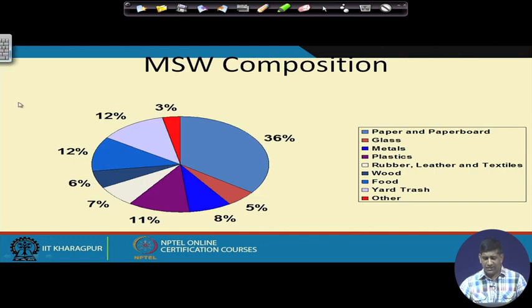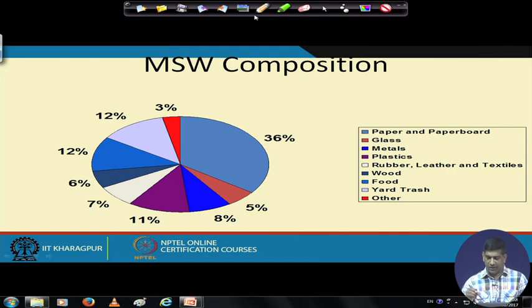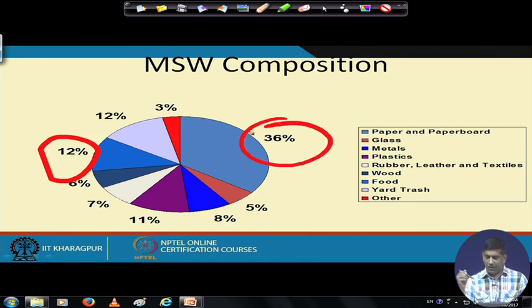So typical MSW composition, you have seen it so many times in this class so far. This is again coming from the Western world because most of the books are written over there. But in the Indian context, here the food waste is 12%, which is much less, and the paper is 36%, which you will not see that much in the Indian context. Actually the paper will be much lower.